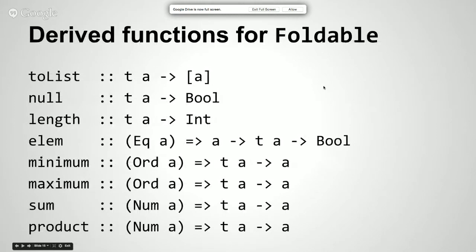So here are some derived functions for Foldable: toList, turn it into a list; null, length, elem, maximum, minimum, sum, and product. We thought of these all as list functions. They're actually more general. They're Foldable functions.